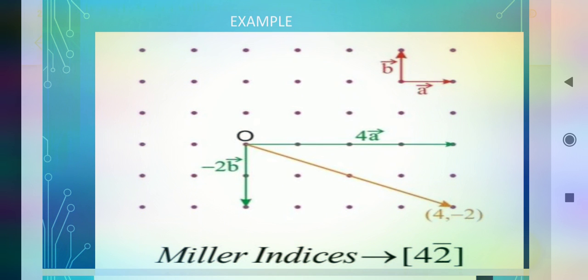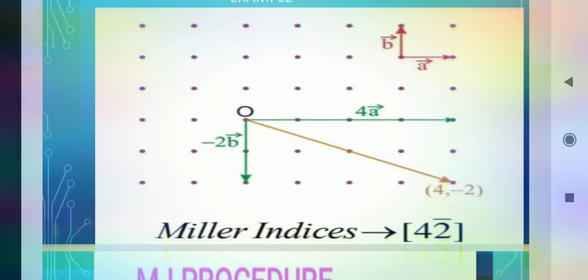For example, I'm taking a two-dimensional pattern. In the two-dimensional pattern, on the x-axis the intercept is 4a, and on the y-axis it is minus 2b. Then what are the Miller indices in 2D? That is 4, minus 2. Why minus 2? Because that is negative y. The 4a indicates the x-axis in the positive direction. The minus 2 indicates the y direction, but in the negative direction. That is the reason we took minus 2b.